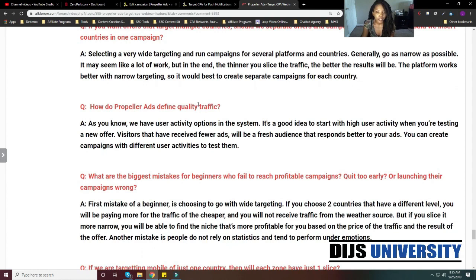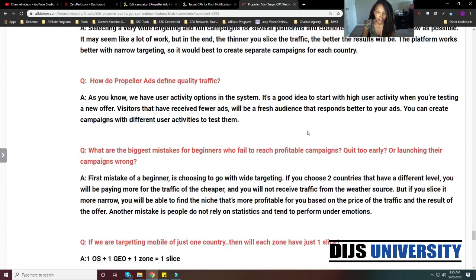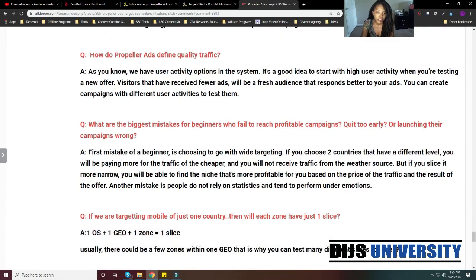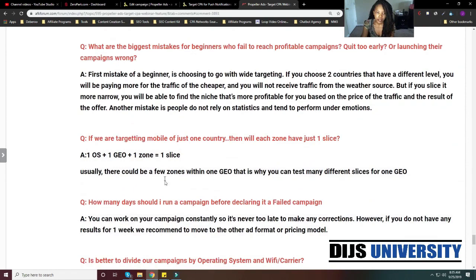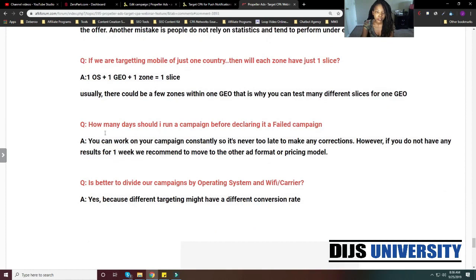How do PropellerAds define quality traffic? So that would probably be subscription dates and user activity. So what are the biggest mistakes beginners make? Yeah, that's a general one. If you're targeting mobile in just one country, will each zone have just one slice? So what they're saying is one operating system plus one geo equals one zone, and that equals one slice.